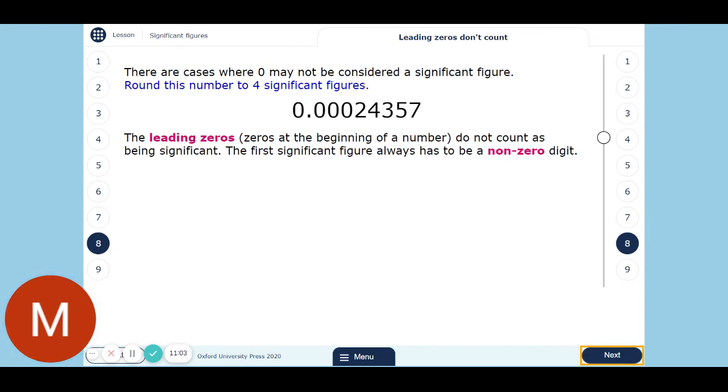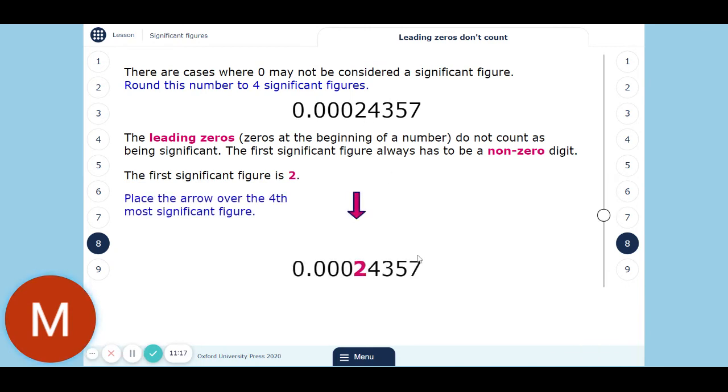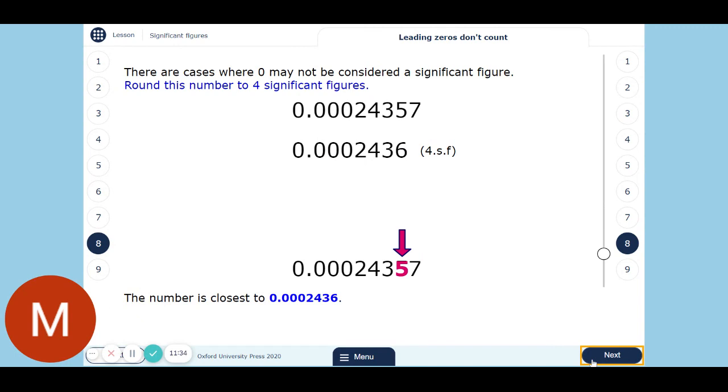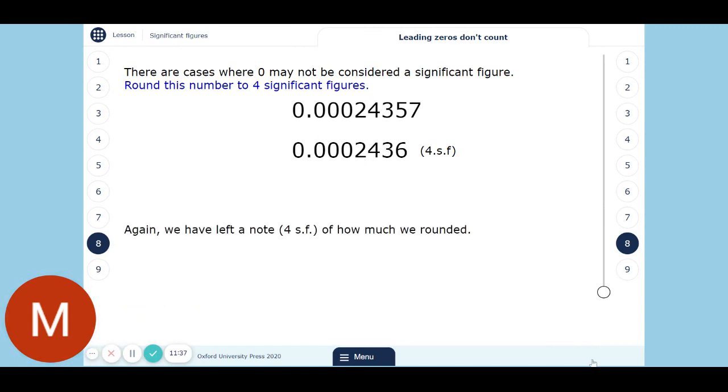So the leading zeros don't count. We're going to start counting when we get to a number that has an actual value, something that's not 0. So the first one here is 2. Then you can count on. So this is the first significant figure because these don't count. Second, third, fourth. So it's between these two numbers. And because that's a 7, we're going to round up and we're going to make that one a 6. Okay? And we've got written 4 significant figures, and you might think, well, there's more than 4 numbers in the answer, but the zeros at the start don't count, remember? So 1, 2, 3, 4.